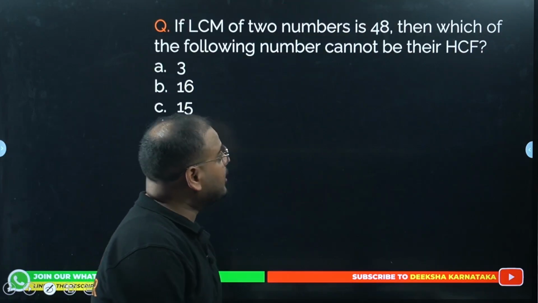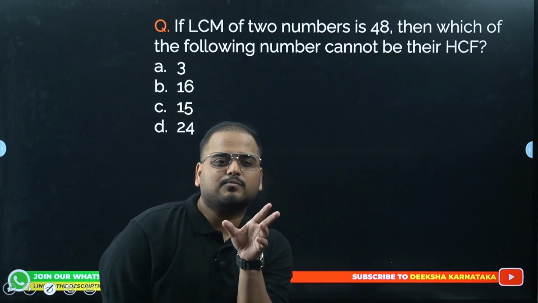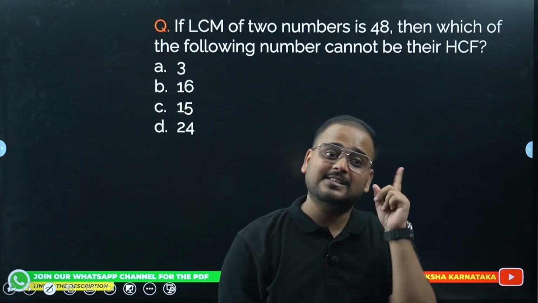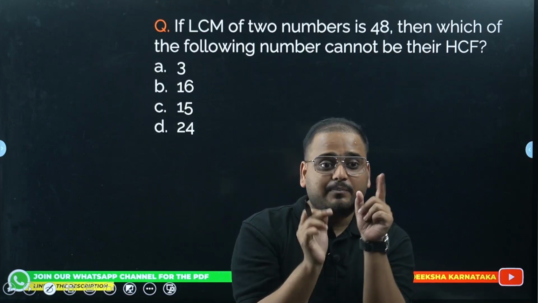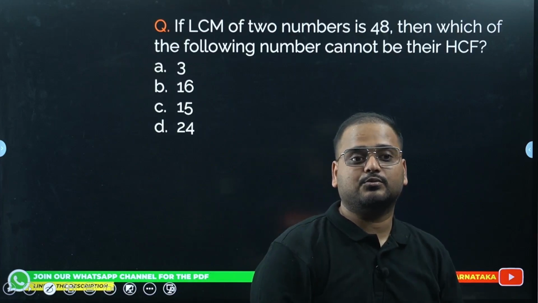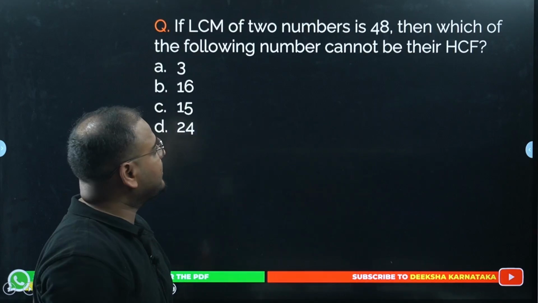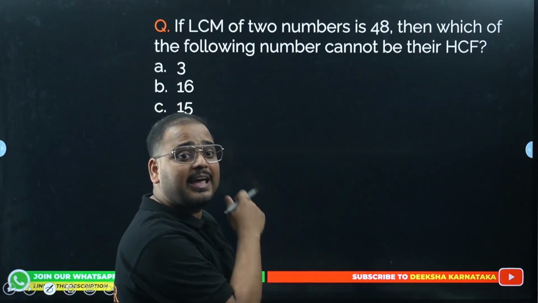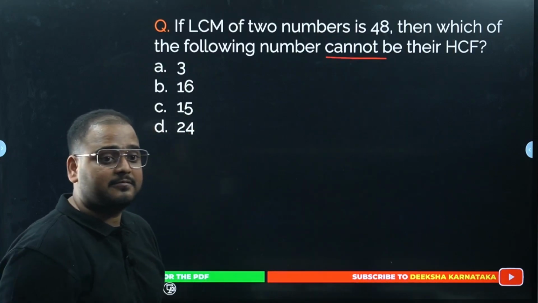The LCM of two numbers is 48. Then which of the following numbers cannot be their HCF? Very small concept, smallest of small concepts, but important. It's used in competitive examinations and your boards as well to directly get the answer in MCQs. What it's saying: the LCM of two numbers is 48. Then which of them cannot be their HCF?